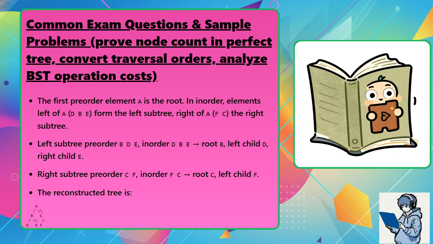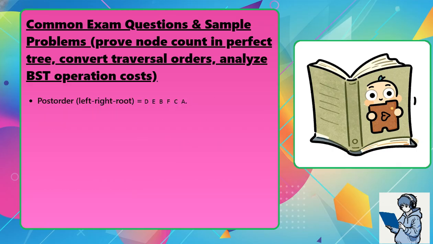The reconstructed tree has A as the root, B as the left child of A, C as the right child of A, D as the left child of B, E as the right child of B, and F as the left child of C. Postorder, left-right-root, equals D, E, B, F, C, A.